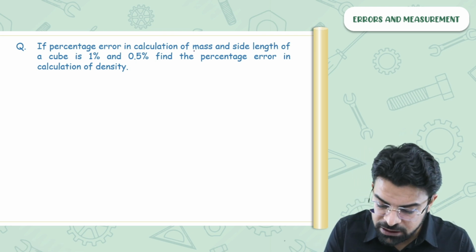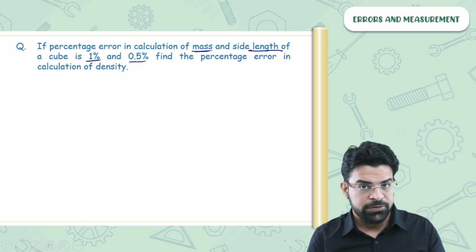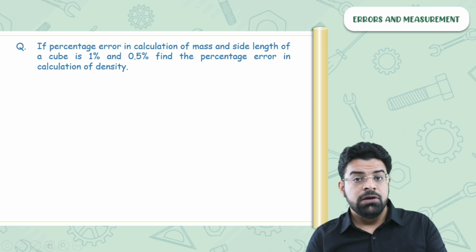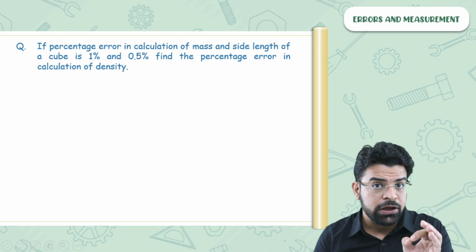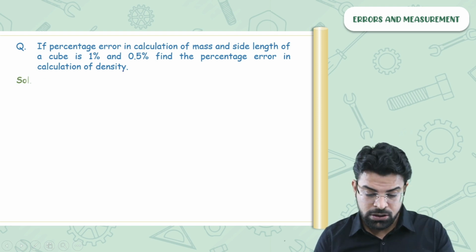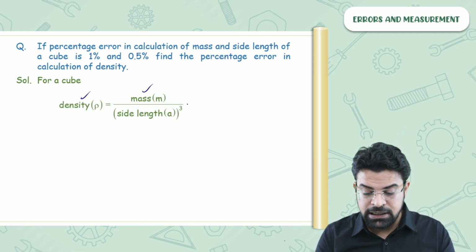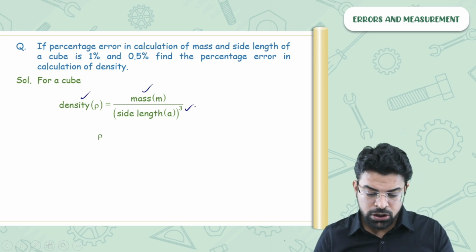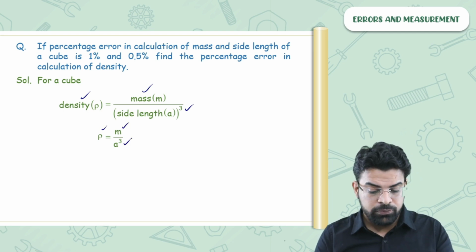If the percentage error in calculation of mass and side length of a cube is 1% and 0.5%, find the percentage error in the calculation of density. We did the same type of question for small percentage changes. Here we are not talking about small percentage changes. Here we are talking about error. So we know that for a cube, the density equals mass by volume, and the volume of a cube is side length whole cube. So density of a cube equals mass upon a cube.